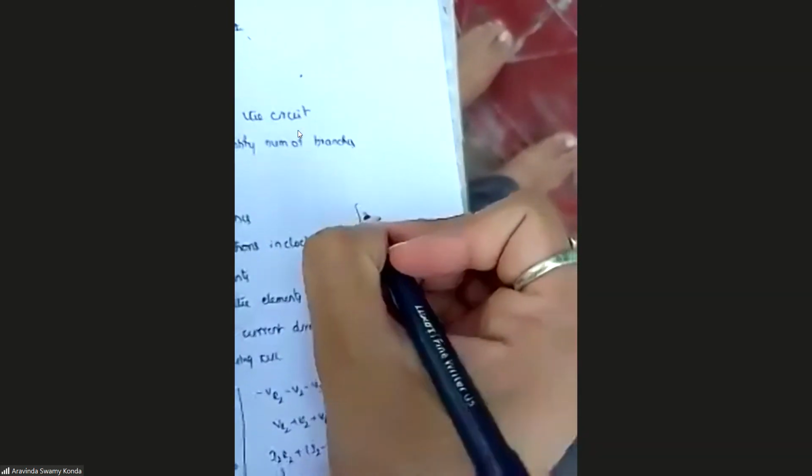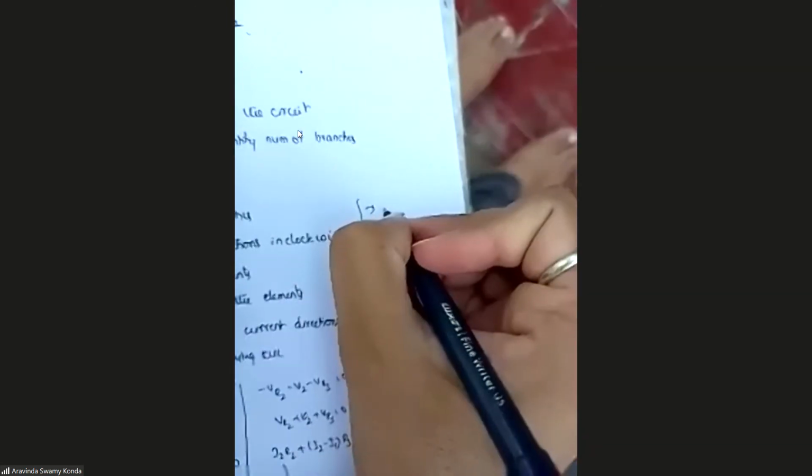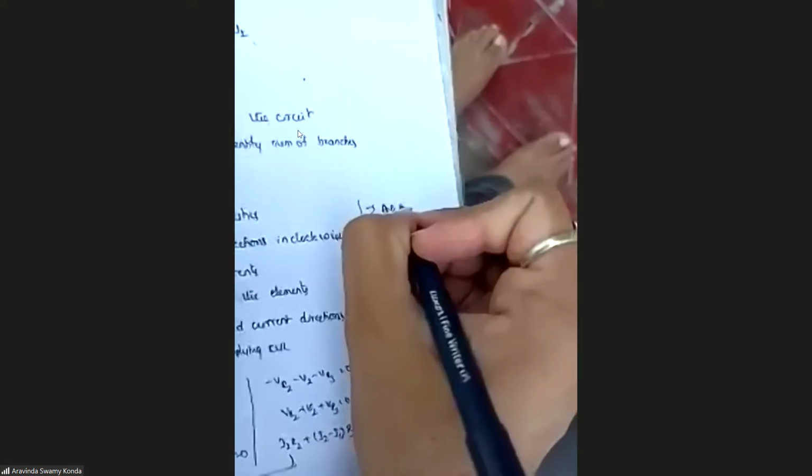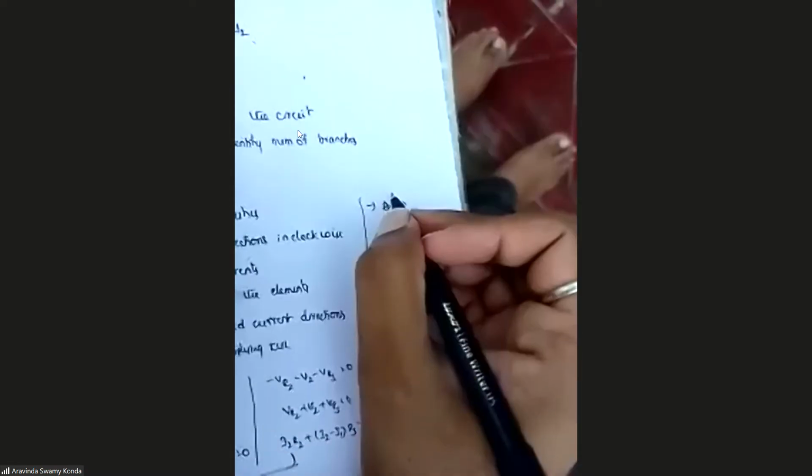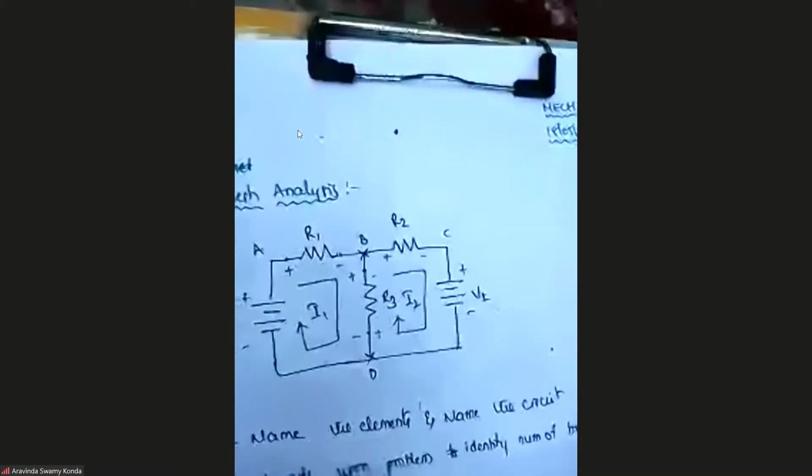So then, he is asking what the branch currents are. ABD current, you don't need to write ABD.